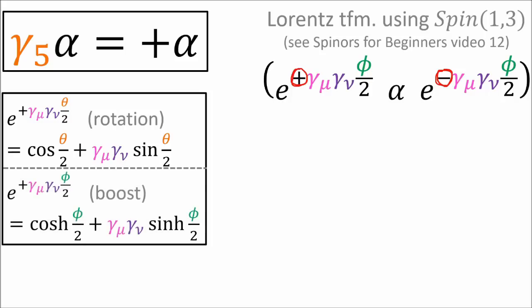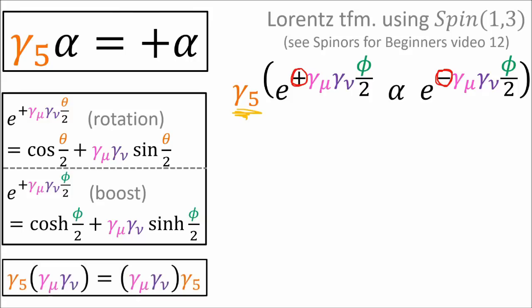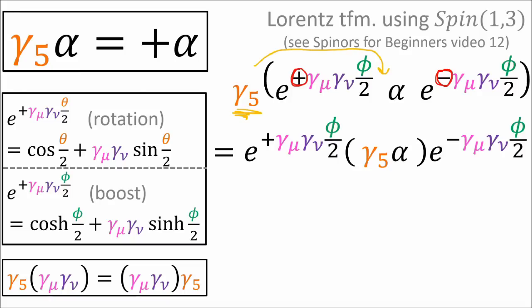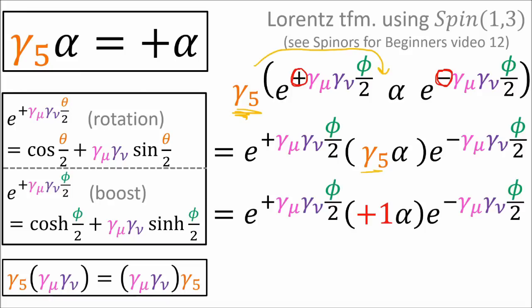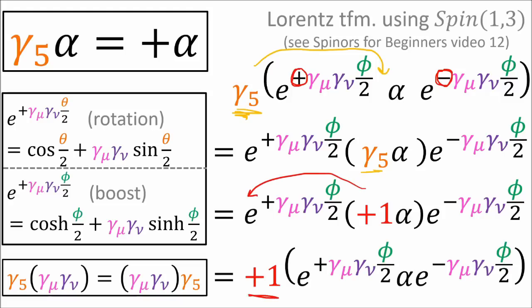And we use hyperbolic trig functions if we're doing a boost. Now we want to apply gamma 5 to this Lorentz transformed version of alpha and show that the eigenvalue has not changed. This is easy to do because gamma 5 commutes with all bivectors in space-time. So we can slide gamma 5 past the exponential, have it act on alpha to give +1, then bring the +1 back out in front. So the Lorentz transformed version of alpha retains the same eigenvalue of +1.